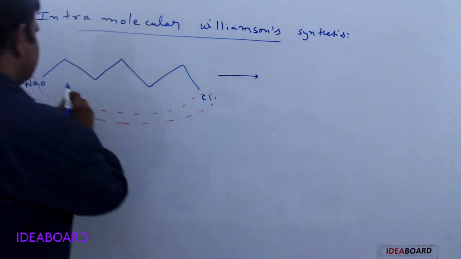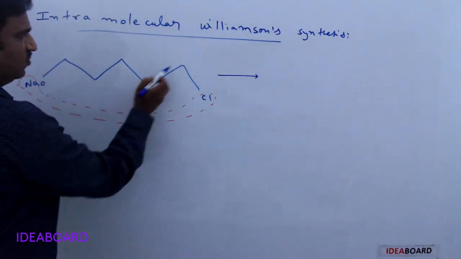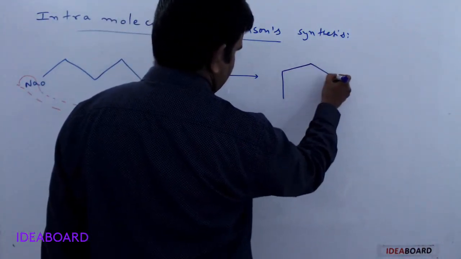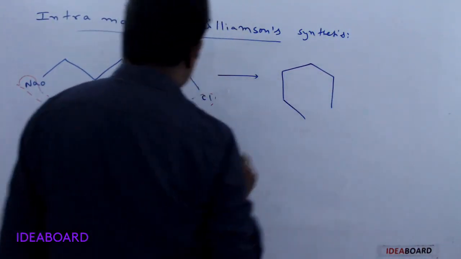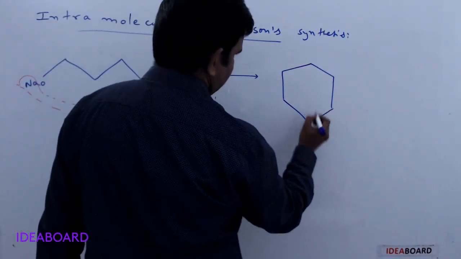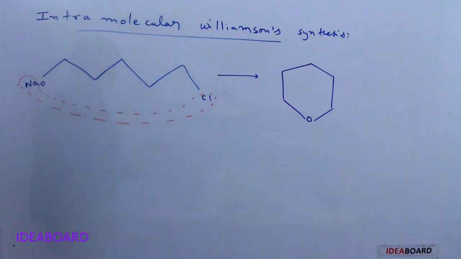So here how many carbons? 1, 2, 3, 4, 5 carbons. So we have 5 carbon atoms. And here what is the sixth one? Oxygen atom is present, and we are getting this cyclic ether. This type is called intramolecular Williamson synthesis. Okay.